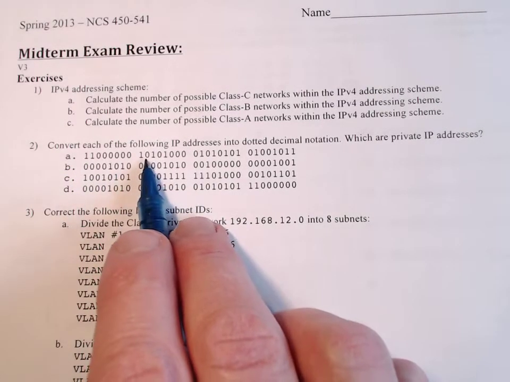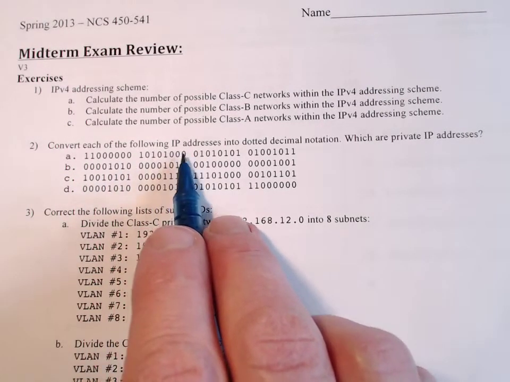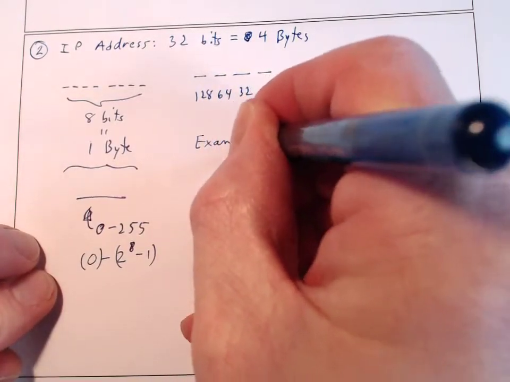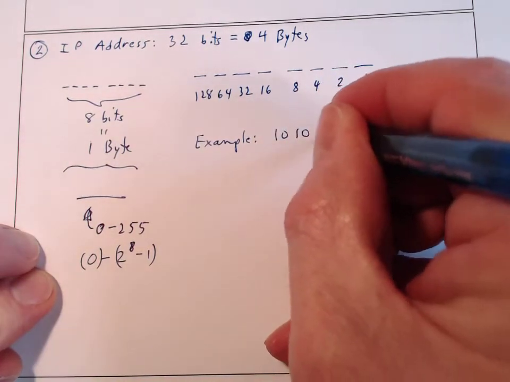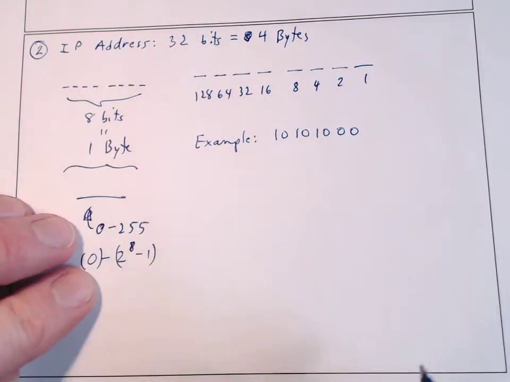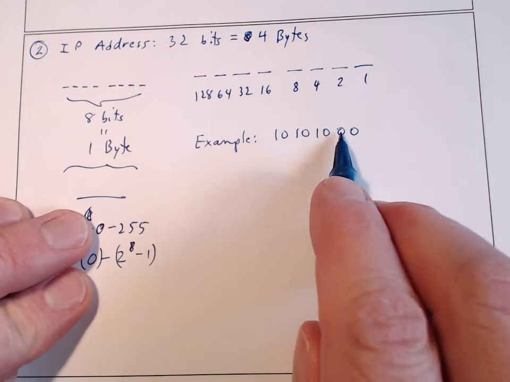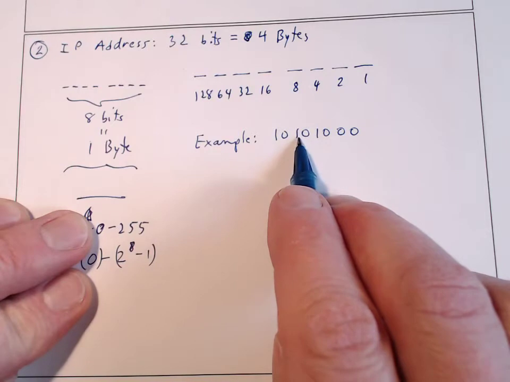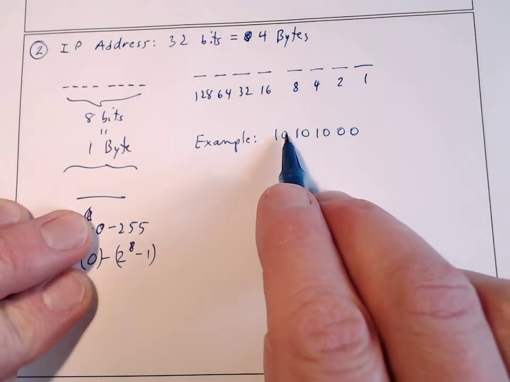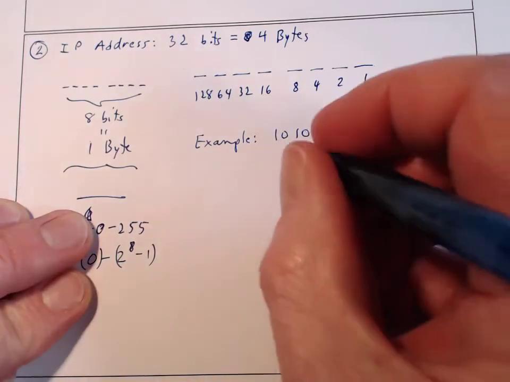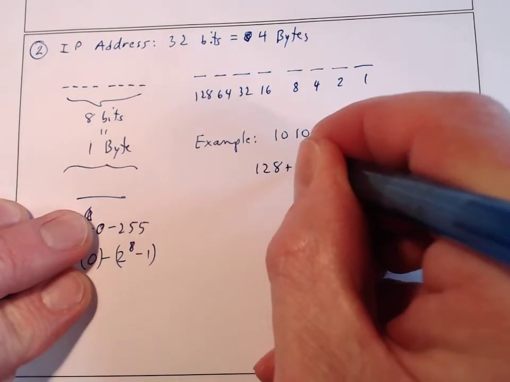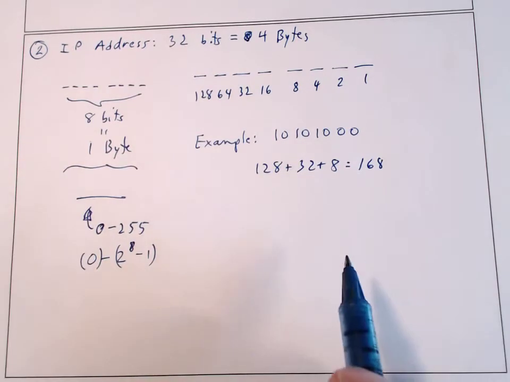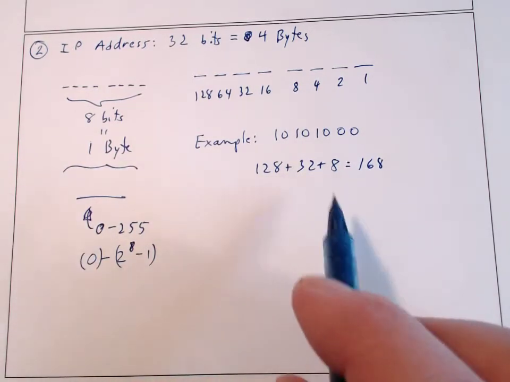For instance, this one, 10101000. You can almost do it in your head. 1, 2, 4, I go 8, 16 plus 32, 8 plus 32 is 40, 64, 128. 128 plus 40 is 168. And this is one of the numbers we see very often in an IP address.